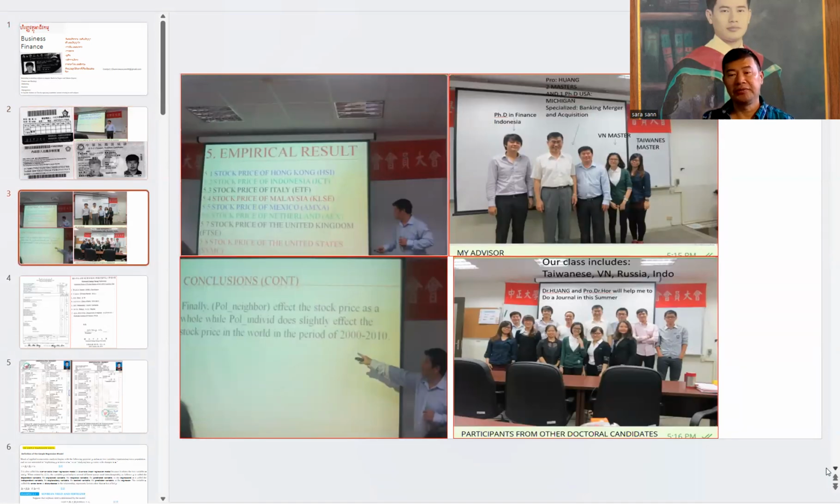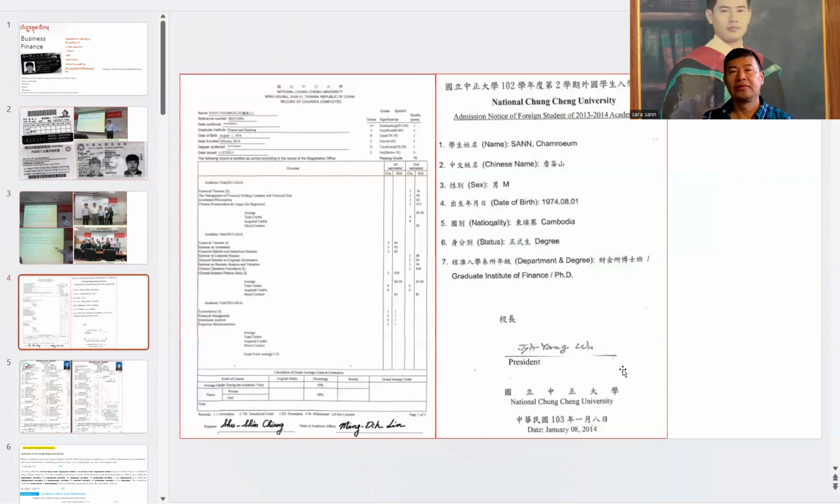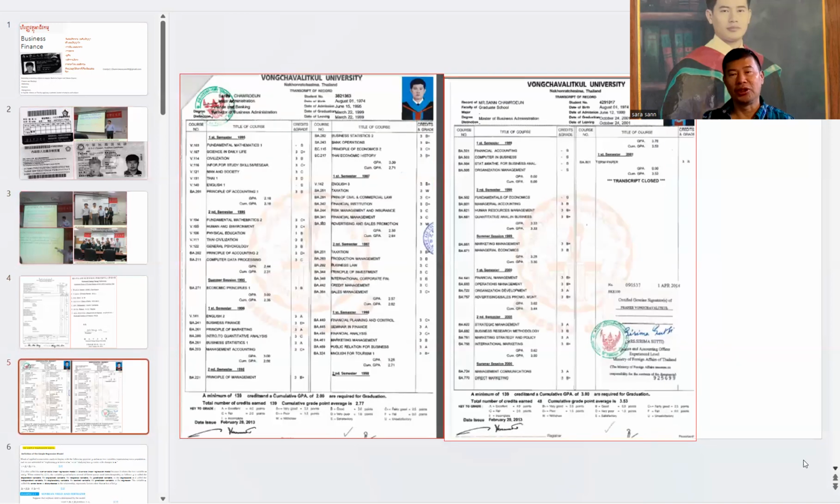Advisor, classmate, academic result of PhD coursework for 2 years. My university is National Chung Cheng University. It is 3 hours from Taipei if you take a bus, but half an hour by high-speed train. PhD coursework 4.33, bachelor degree in finance and banking 2.76 from Thailand, master degree in MBA from Thailand 3.53.